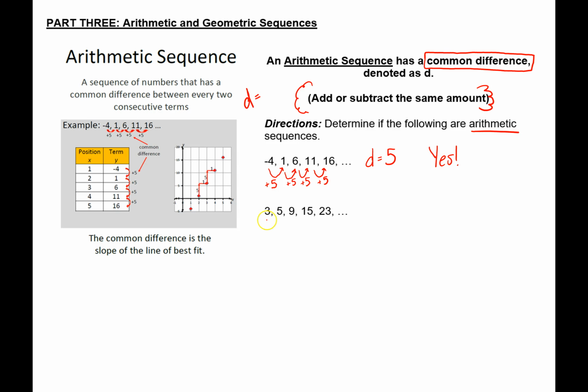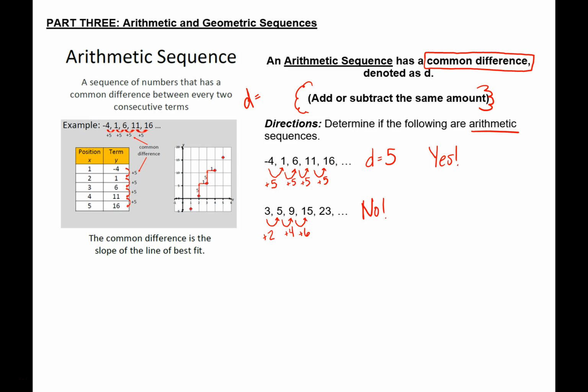The second one, let's look at it. To get from 3 to 5, we're adding 2. But to get from 5 to 9, that's plus 4. And then to get from 9 to 15, that's plus 6. This is a d value that is changing over time. It's not always the same thing being added. So that means no, this one is not an arithmetic sequence because it doesn't follow that constant pattern.